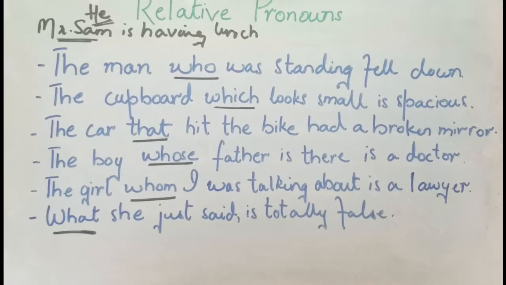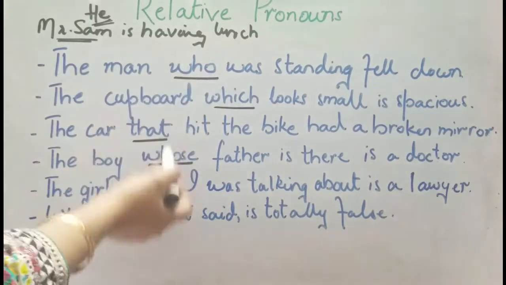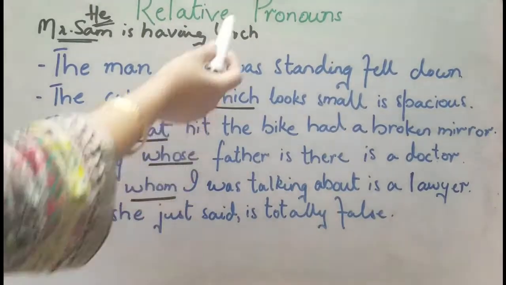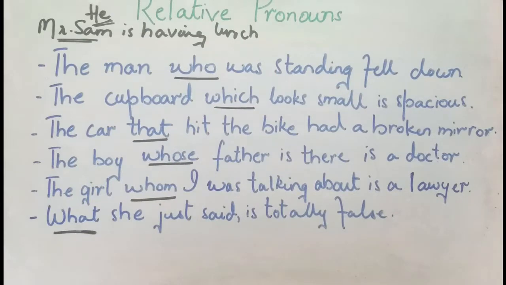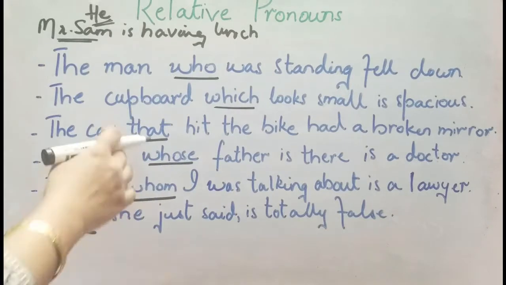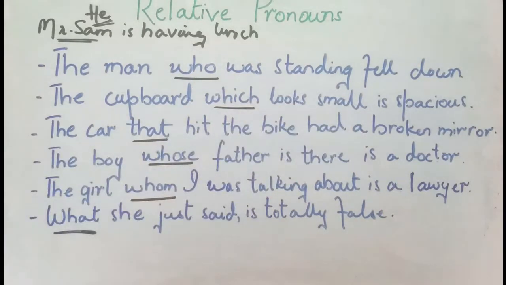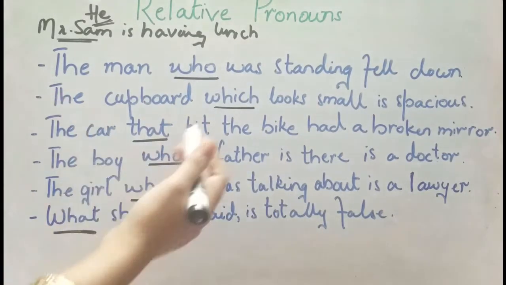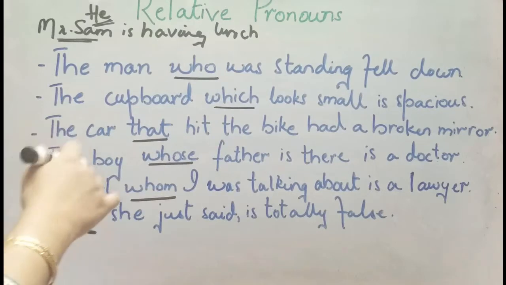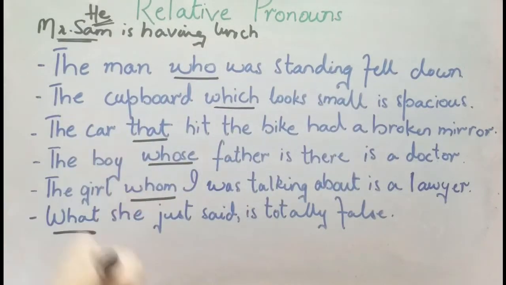The next one, the boy whose father is there is a doctor. Again, whose is a relative pronoun, and that is a possessive form of who. We know that. So whose is used where we are adding some extra information. The next one, the girl whom I was talking about is a lawyer. My sentence wouldn't have been completed if I'd said only the girl whom I was talking about. Which girl am I talking about? I'm talking about the girl who is a lawyer. So I've used whom over here. We'll go into detail with this one too.